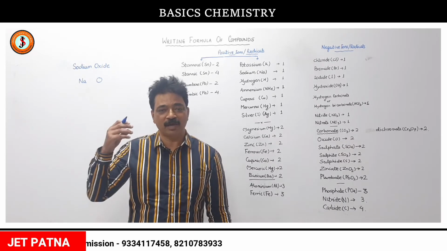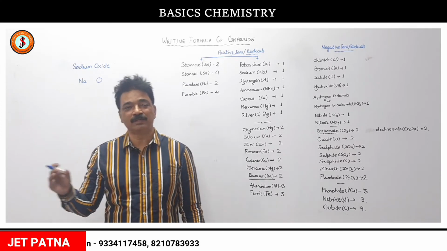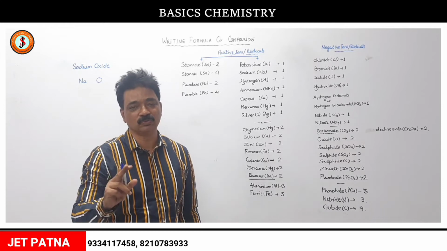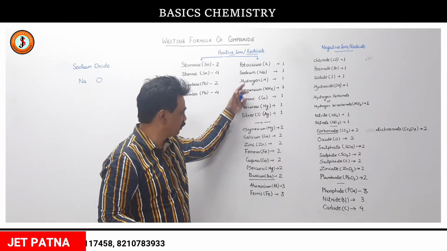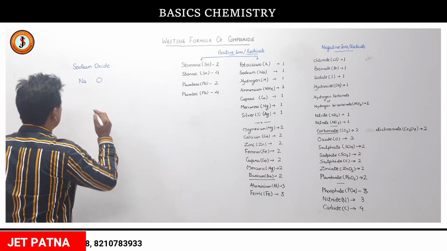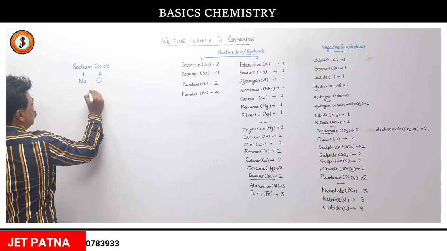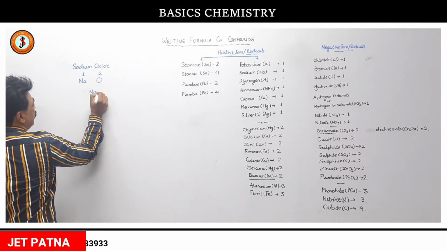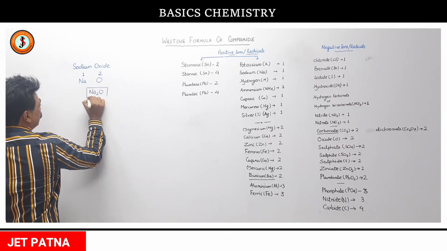You cannot just memorize that NaCl is sodium chloride, so zinc chloride will be ZnCl. No, the valency of zinc is 2, so it will be ZnCl2. That is why this particular list with the valency is very important. So I am trying to recall, valency of sodium is 1 and valency of oxide is 2. So we cross multiply, so it will be Na2O. We don't write 1, you know that we don't write 1.